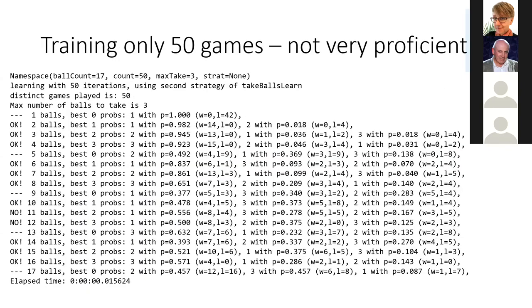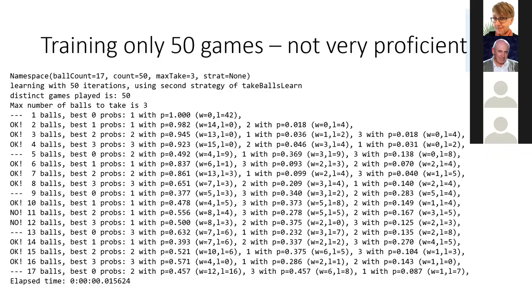So after 50 games, it's not very proficient. You'll see it says no by 11 balls and 12 balls, because it's assigning the highest probability at the moment to a move which is not actually the optimal one to make.